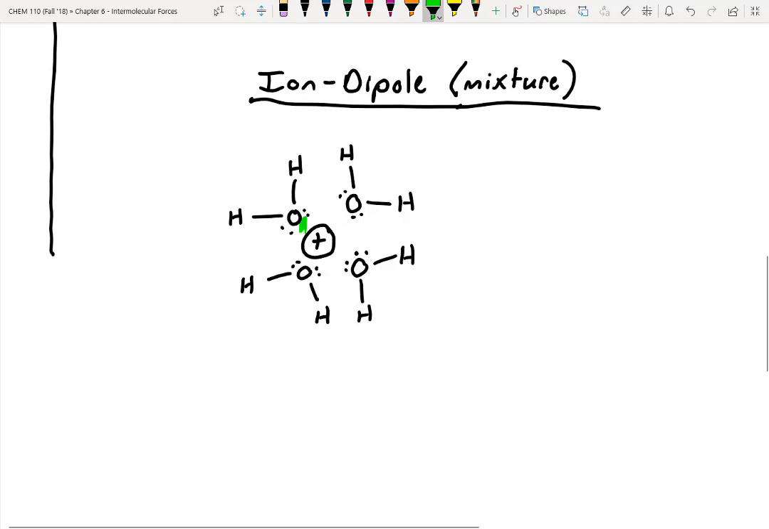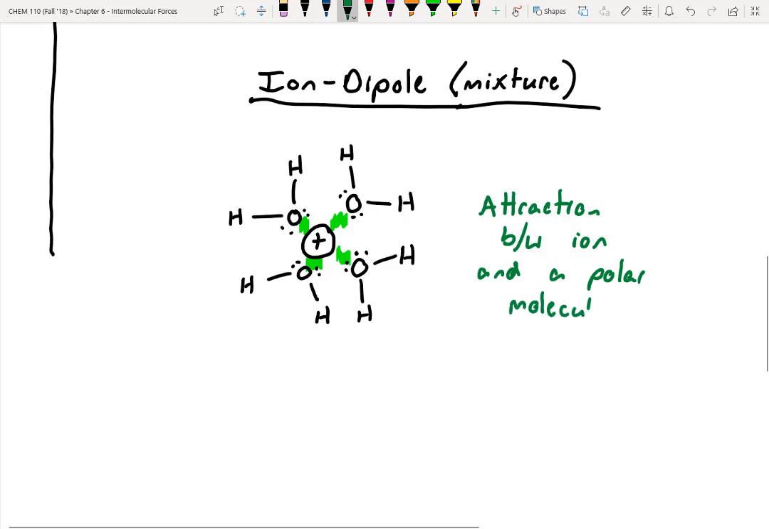So really what's happening here is an interaction between a partial negative and a full positive. So it's the attraction between an ion and a polar molecule. This actually explains why when you throw something like sodium chloride, which is ionic, into water, it dissolves, right?